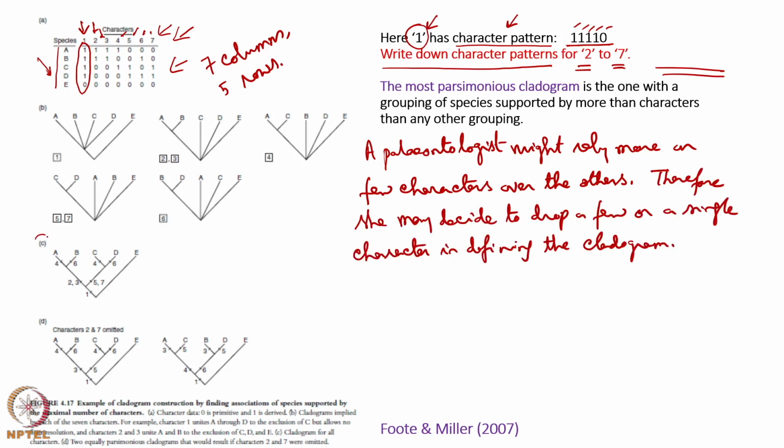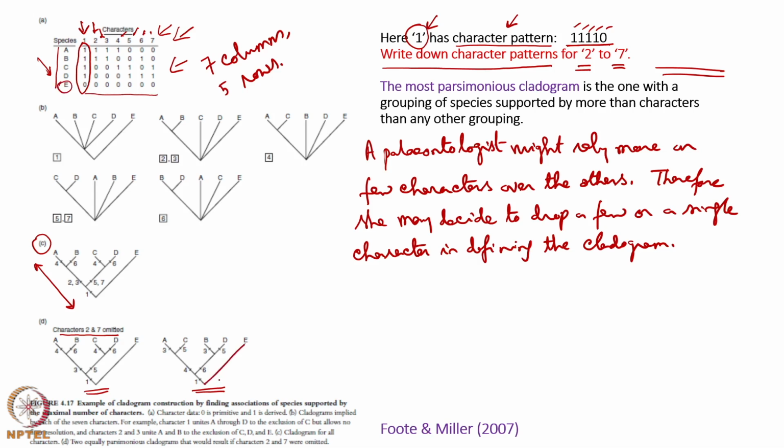Consider figure C, where all the characters have been used: 1, 2, 3, 4, 5, 6, 7. All these numbers can be seen in the cladogram. That means, no character has been removed. This can be a paleontologist's choice. But if I decide to drop characters 2 and 7, there can be ways in which the grouping can be done. Just to give an example, species E has got none of these 1 to 7 characters.